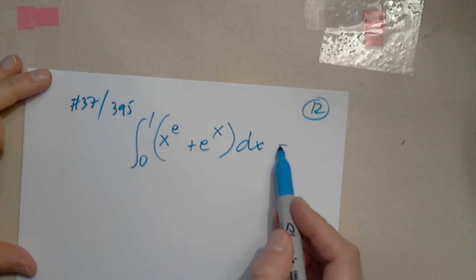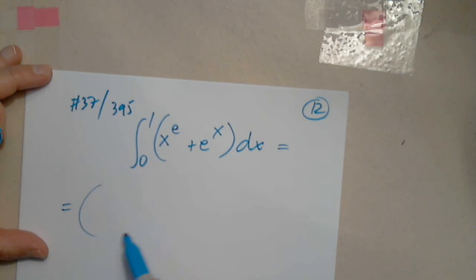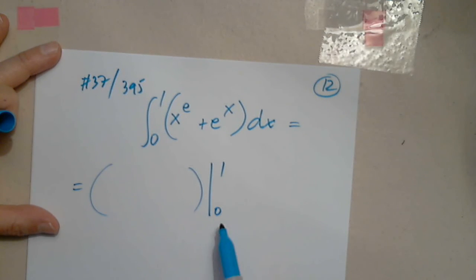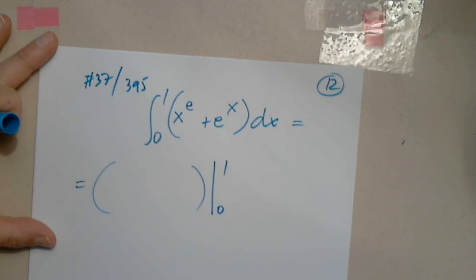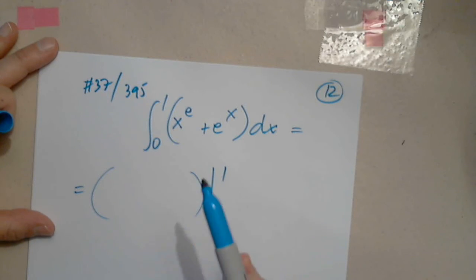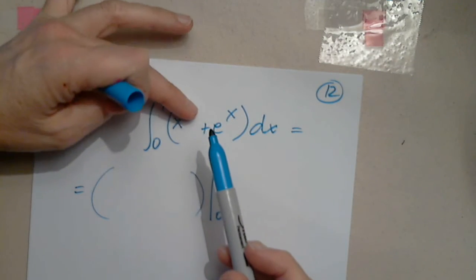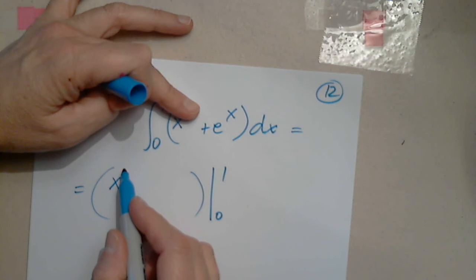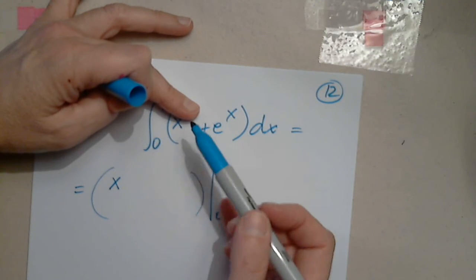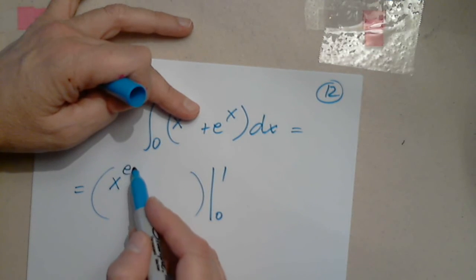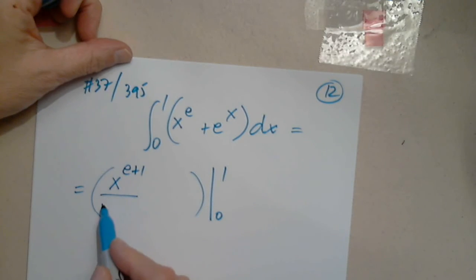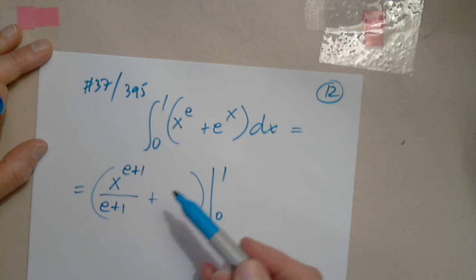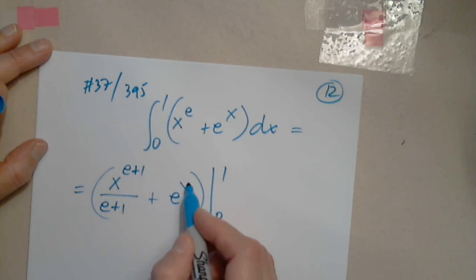Okay. So I need to find the antiderivative and then plug in 1 and subtract when I plug in 0. Which function prime is e to a number? Well, that must be e times x. Which function prime is x to a number? It must be x to that number plus 1 divided by that number plus 1. Plus, which function prime is e to the x? That's the nicest of all.